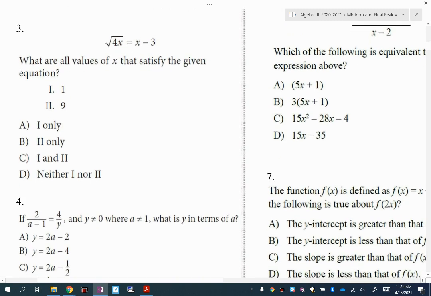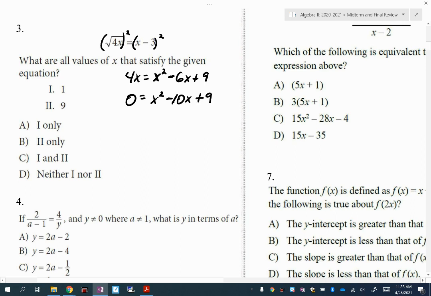Okay, number 3. What are the values of x that satisfy the given equation? So we have a radical that I need to get rid of. So I'm going to square both sides. And when I square both sides, I get 4x equals, and this is a binomial squared. So don't forget to expand it fully, x squared minus 6x plus 9. So many students will forget that middle term minus 6x. Another quadratic trinomial. So I'm going to set it equal to 0. All right, this 4x is going to move over with subtraction. So negative 6x and negative 4x is negative 10x.